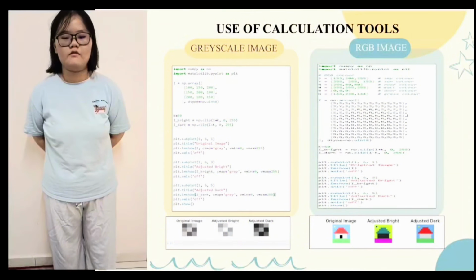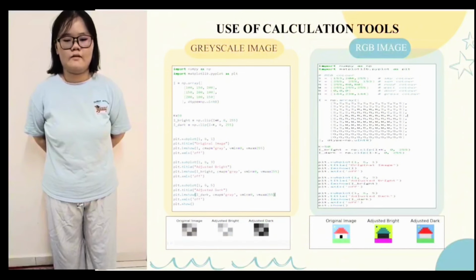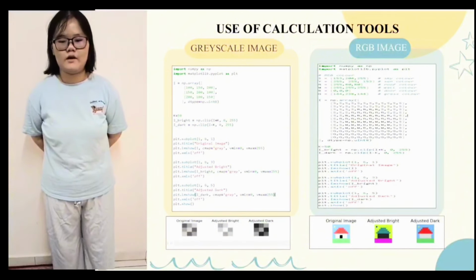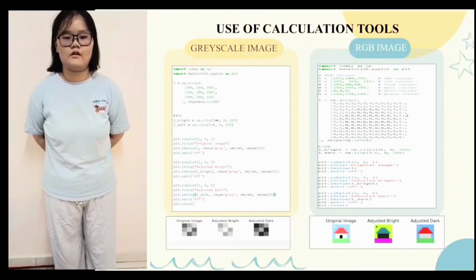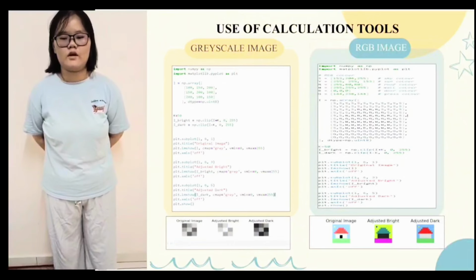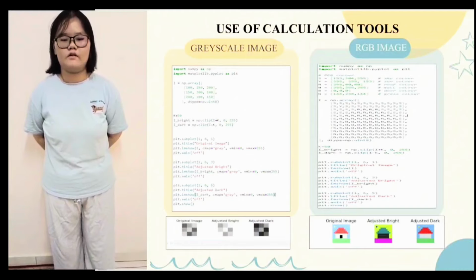For an RGB image, we do the same thing for the red, green, and blue layers. This makes the image brighter without changing the color too much. Finally, we use Python and NumPy to do this calculation quickly and correctly. So this project shows how simple matrix operations can solve a real image problem.